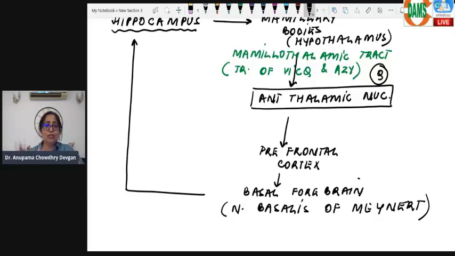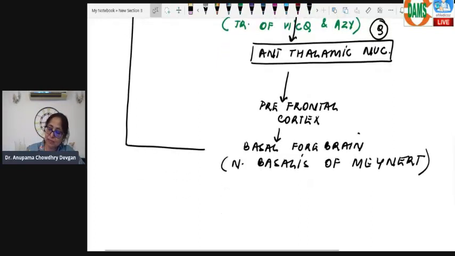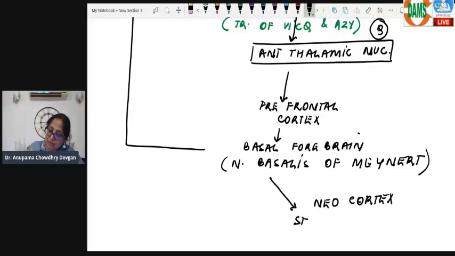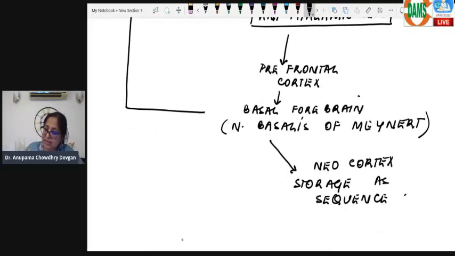We keep telling you, please revise, because what do we want you to do? We want you to repeatedly excite the circuit, right? So once the circuit is repeatedly excited, then the memory is stored in the neocortex as a sequence of synapses. Storage will be as a sequence of synapses in the neocortex.